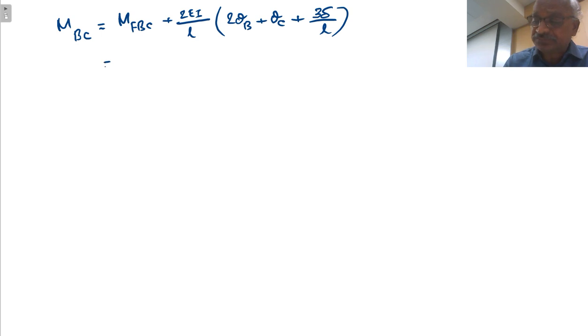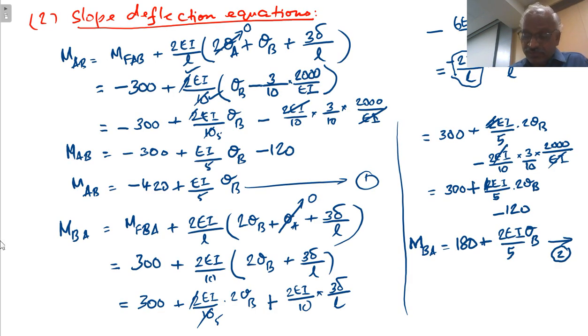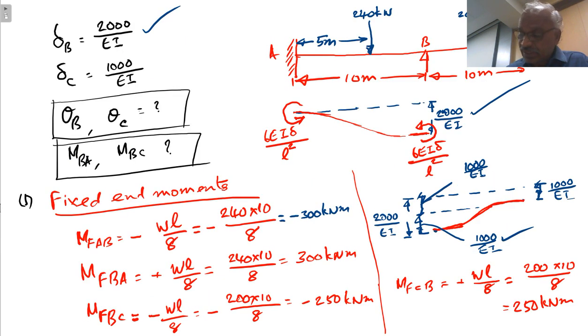For span BC, we know M of BC is minus 250. M of CB is plus 250. That is 1 point. So M of BC minus 250, M of CB plus 250. Theta B is there. Theta B will also be there.